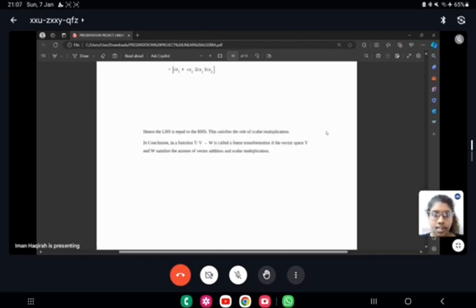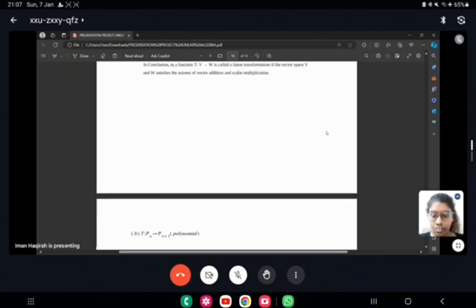Okay, so hence the left hand side equation is equal to the right hand side equation. So this satisfies the rules of scalar multiplication. So in conclusion for question 3a, the function T: V to W is called a linear transformation if the vector spaces V and W satisfy the axioms of vector addition and scalar multiplication. So that's all for me. I would like to pass to the next presenter.